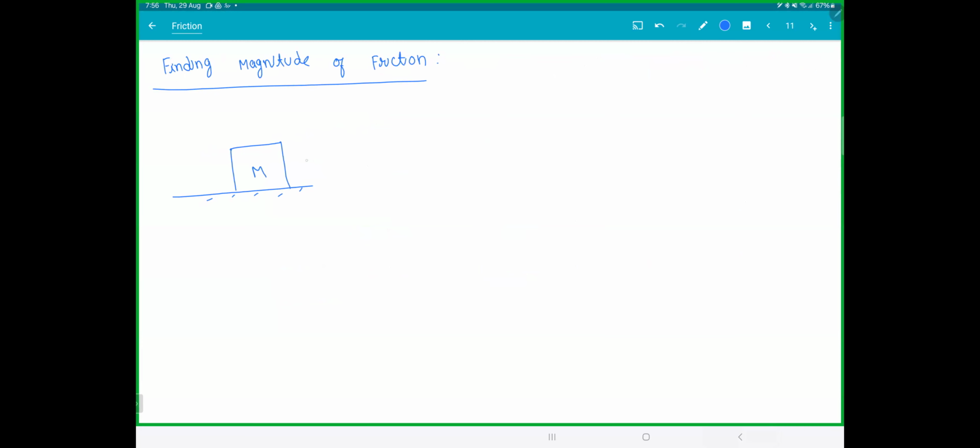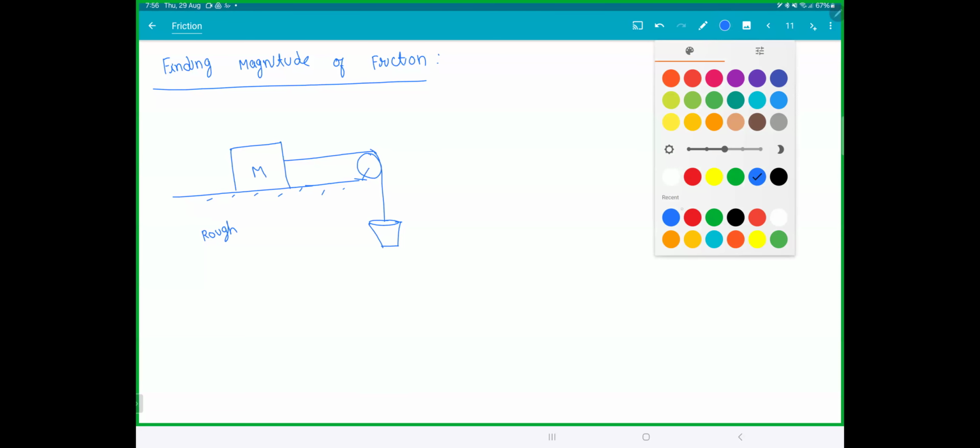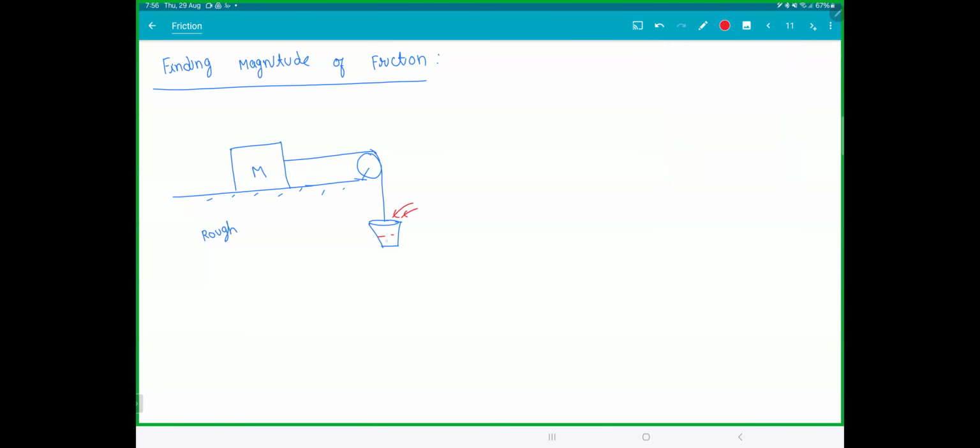So this is the experiment that we did. We have a block here. We attach a bucket here. This is a rough surface. In this bucket, you're adding sand, so basically you can change the mass. So this force will be small mg. By adding or removing sand, you can change the value of small m. So this is a variable. This is the tension. Friction must be opposite because the block is trying to move forward. This is your normal reaction. This is your mg.